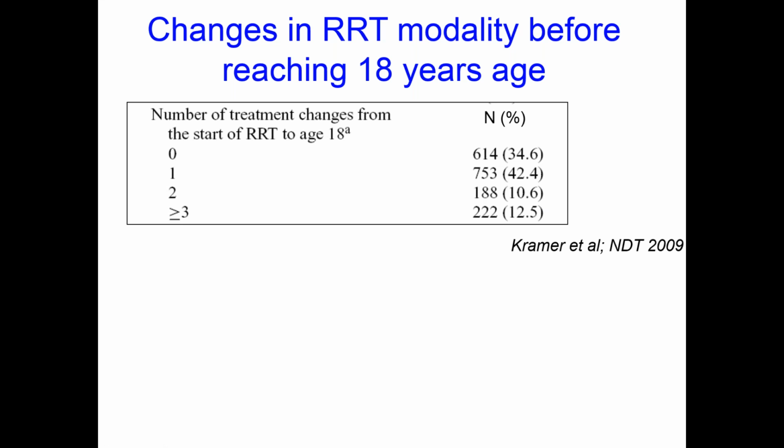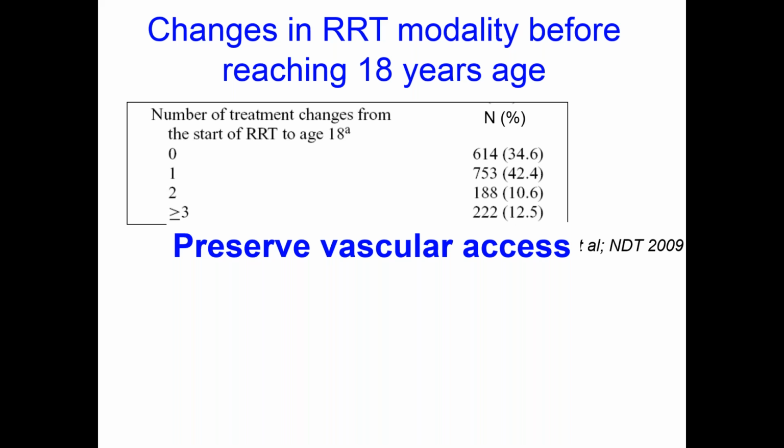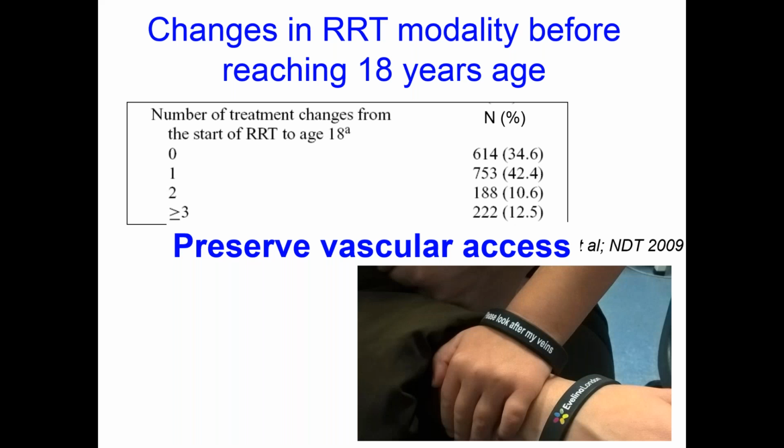And the important message from this is that you need to preserve vascular access for the future. We see patients till 18 or 20 years of age, but actually they have a lifetime ahead of them for renal replacement therapy, and preserving their veins is an extremely important factor.